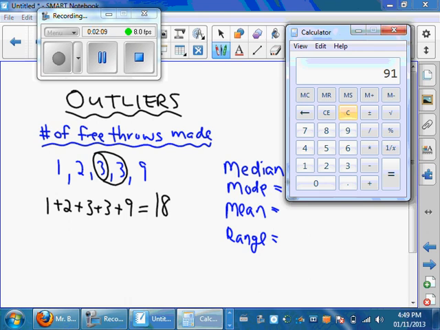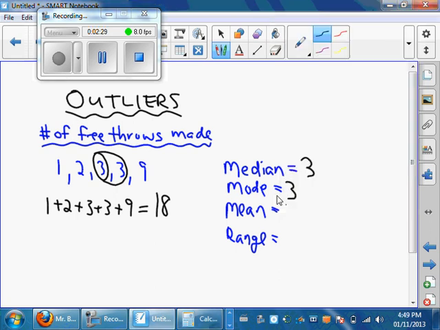Okay, so our calculator is sticking here. All right, so we've got 18, so it's 9. Let's see, 9 plus 6 is 15, plus 3 is 18, so we're right on there. So we got 18, and we want to divide that by 5. It's going to give us a mean of 3.6. So we're saying that the average score, the average number of baskets that the kids in this class make is about 3.6 per 10 shots.